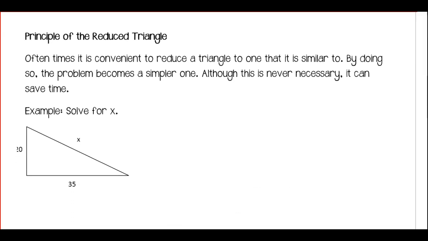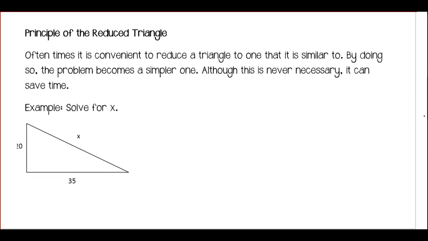Alright, so the principle of the reduced triangle: oftentimes it's convenient to reduce a triangle to one that it is similar to. By doing so, the problem can become a simpler one. Although this is never necessary, it can often save time. For example, if I want to solve for x here, I've got that this side is 20, and this side's 35, and this side is x.